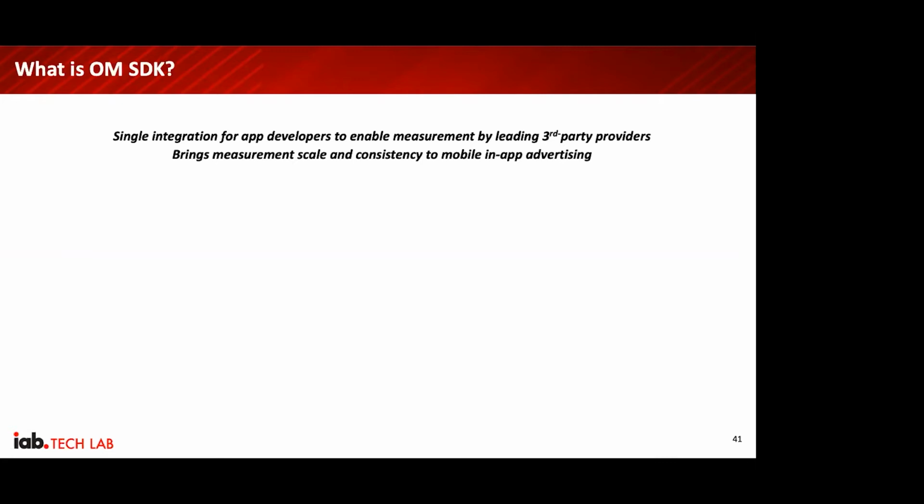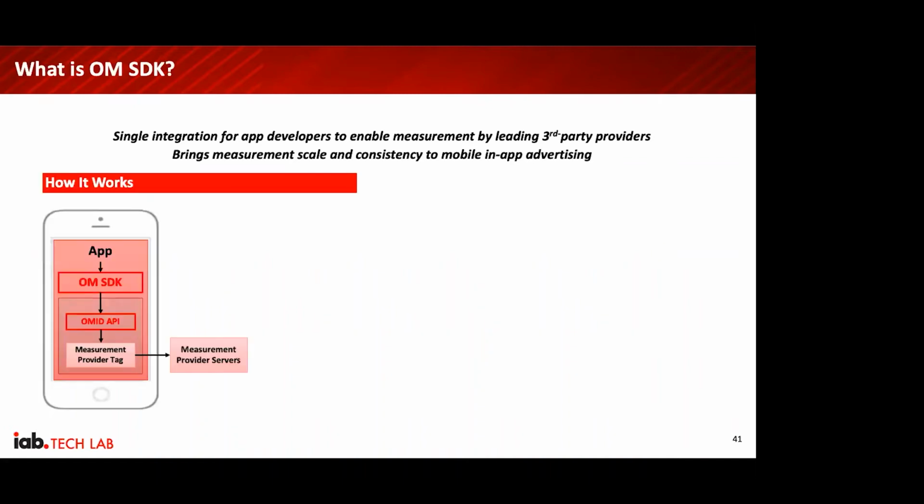In parallel, the other problem it solved was consistency, because now we have the standard API and the standard set of signals that everybody gets. So everybody is getting the same type of data, reducing the discrepancies in the market.